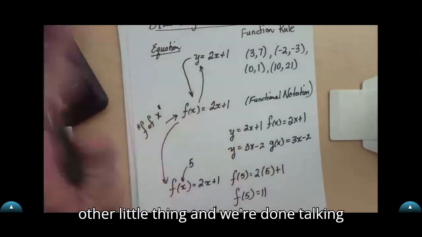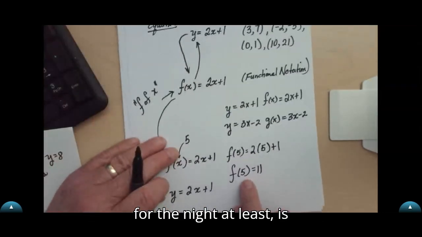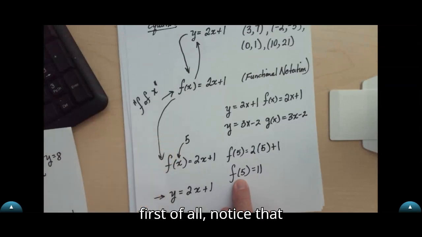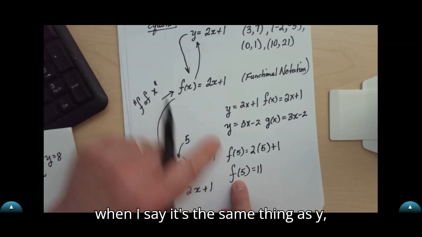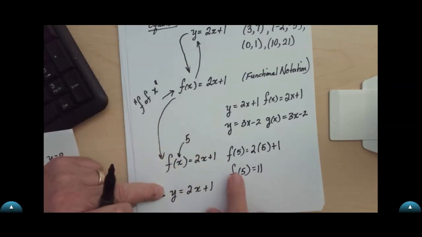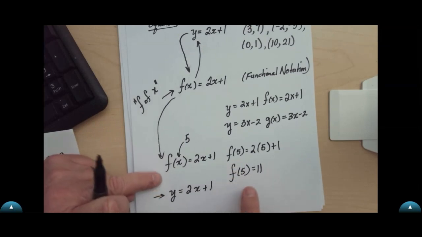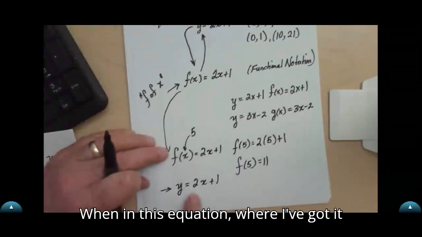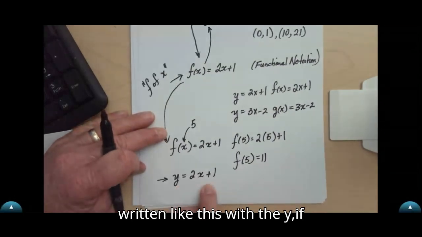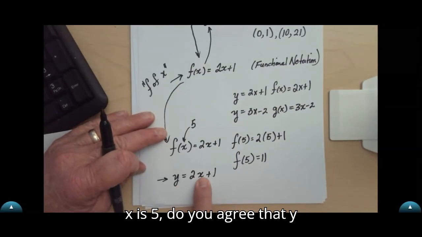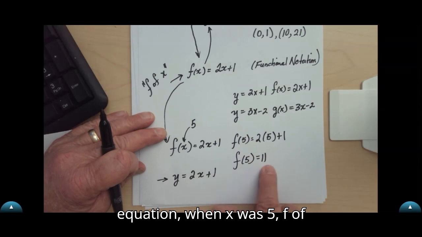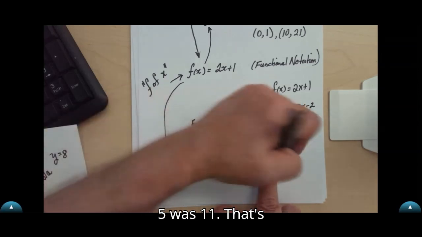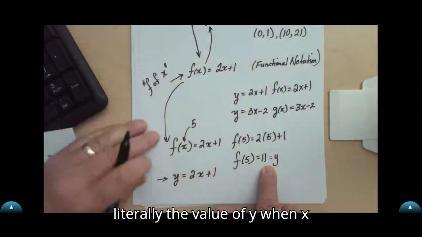But here's the other thing I wanted you to see, and then I've got one other little thing and we're done talking for the night at least. First of all, notice that f of x is the same thing as y. In this equation, where I've got it written with the y, if x is 5, do you agree that y is 11? Well, when x was 5, f of 5 was 11. That's literally the value of y when x is 5.